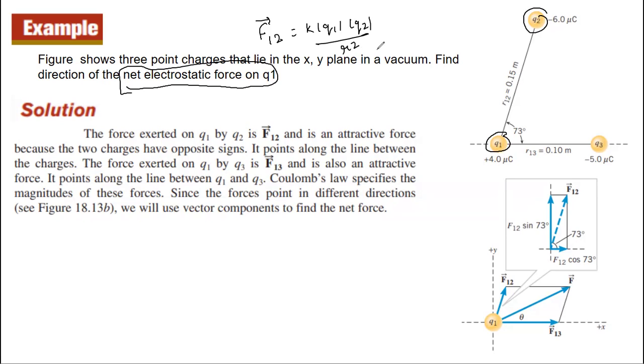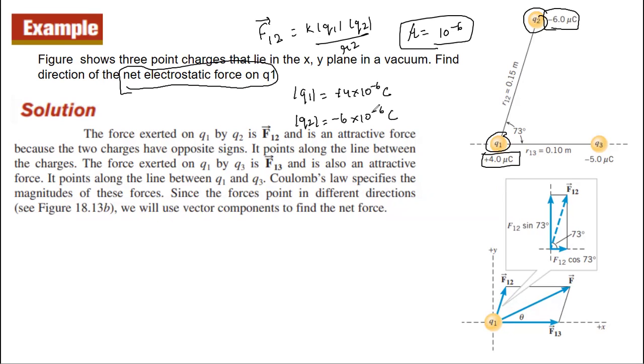And also, if you notice the signs over here, this is -6 and this is +4, right? Microcoulomb. So let me write it quickly. So Q1 is +4 microcoulombs, which is 10 to the power -6, and Q2 is -6 into 10 to the power -6 coulomb, right? We already discussed the sign, which is mu. It means 10 to the power -6, right? Now, what is R? This R is given to be R12.